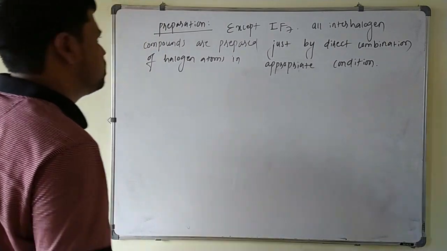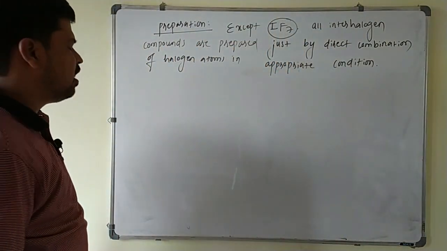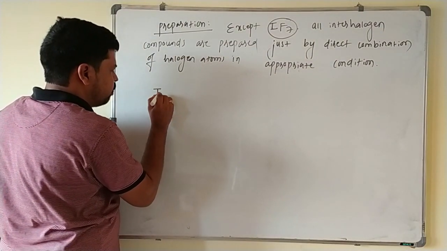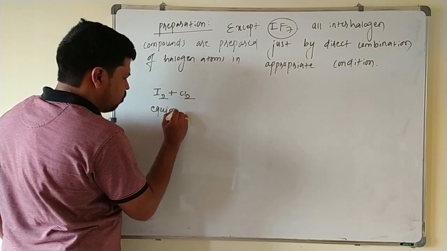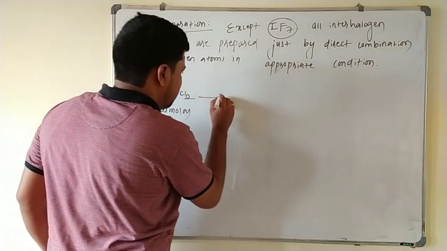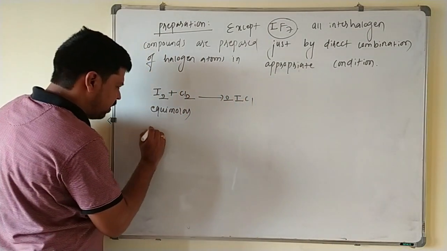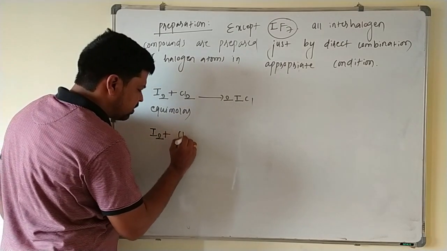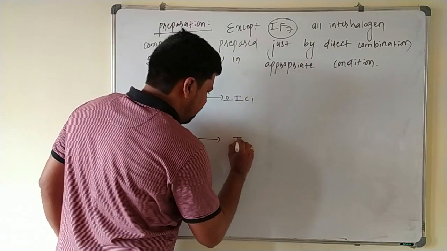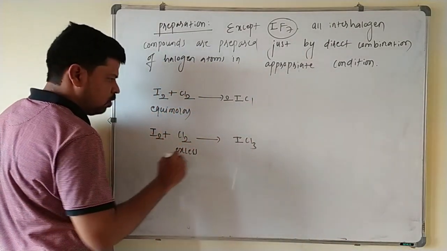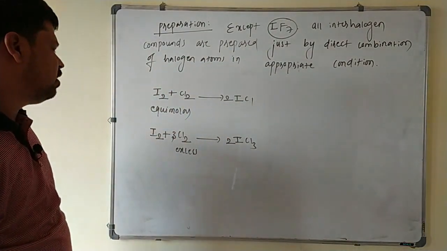Except IF7, you can prepare the remaining ones. I2 combines with Cl2; if you take equimolar, 2 times ICl is formed. Suppose chlorine is taken in excess, there is a formation of ICl3. So 2 times ICl3 is formed, which means here you have to take 3 times Cl2.